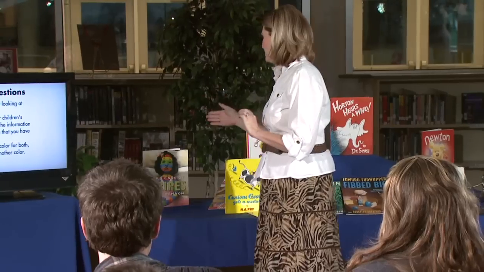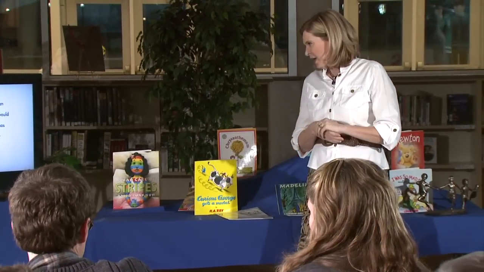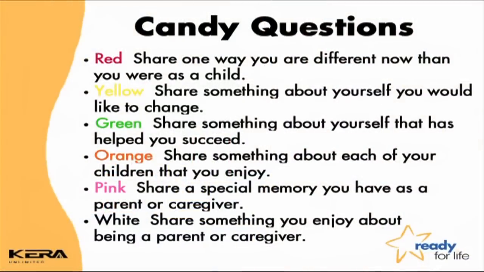We have a little chart. If you have the color red, I want you to share with the person next to you or behind you one way you are different now than you were as a child. If you have yellow, share something about yourself that you would like to change. Just one thing, okay? If you have green, share something about yourself that has helped you succeed in life. If you have orange, share something about each of your children that you enjoy. Now, there are some of you in this room that have quite a few children, and some of you that don't have any children. If you have an orange and you have children, just talk about one of them.